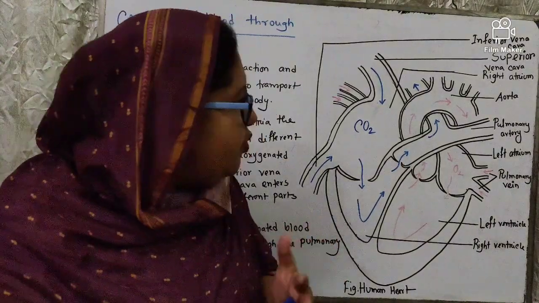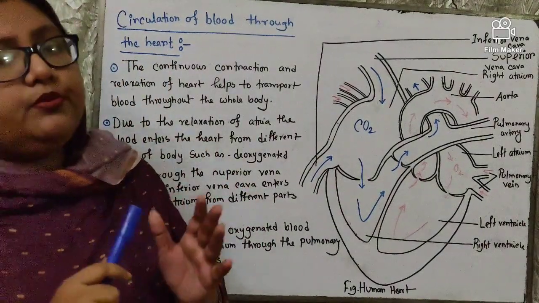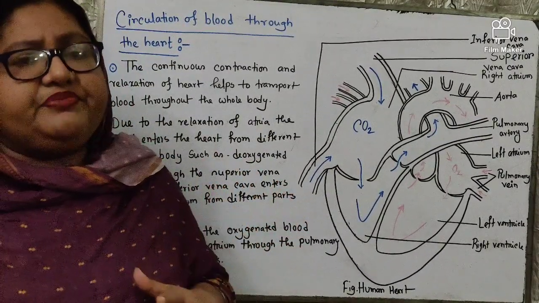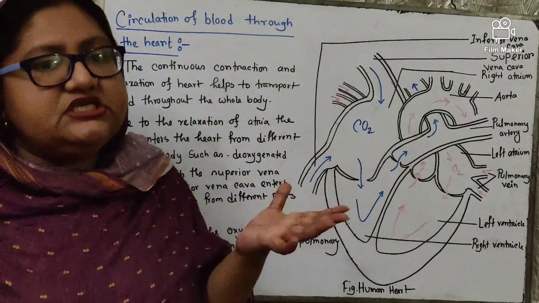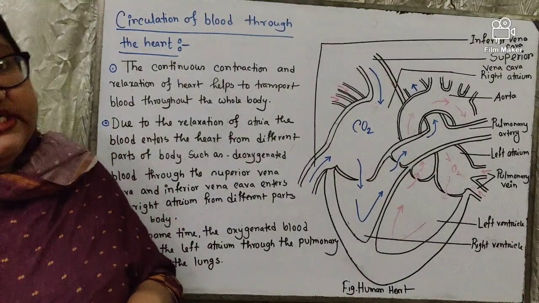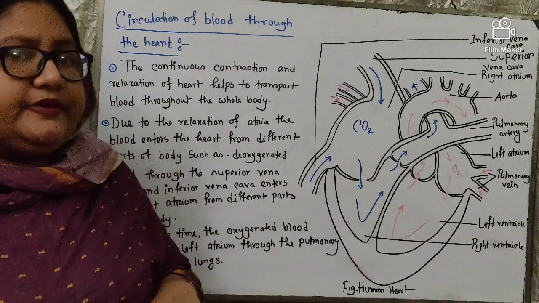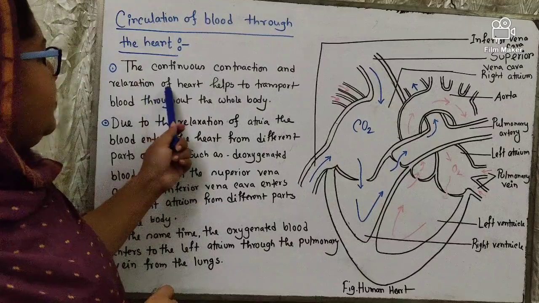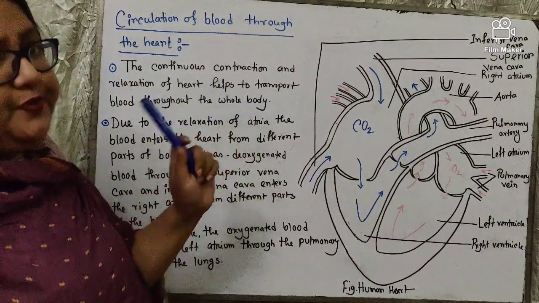Now before starting this topic, I want to explain one thing, that is, the heart circulates blood through the whole body by continuous contraction and relaxation, okay? The contraction of heart is known as systole and the expansion or relaxation of heart is called diastole. A complete contraction and relaxation constitute the heartbeat, okay? Now the main point. The continuous contraction and relaxation of heart helps to transport blood throughout the whole body. First point.